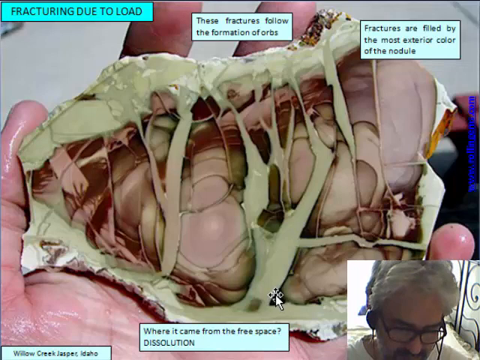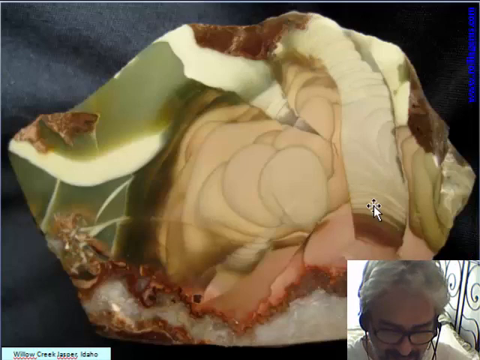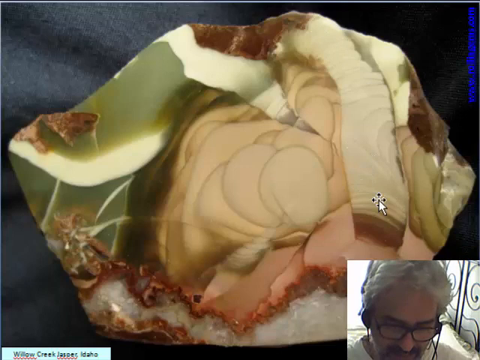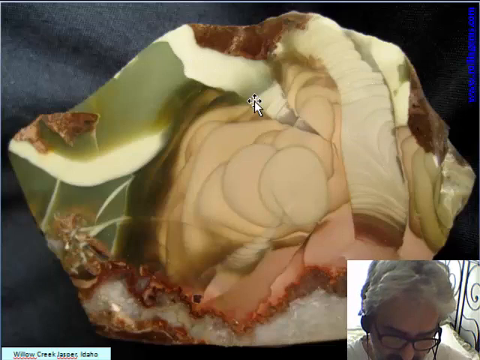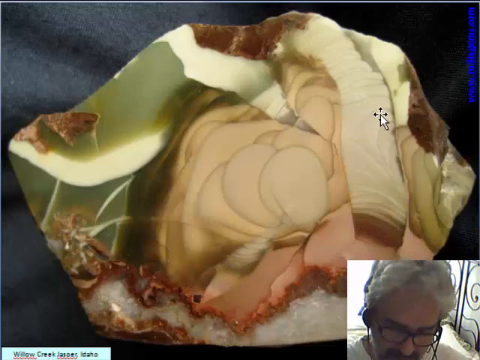Okay, in some cases we see that the fractures are so wide and filled by a new jasper that they have a new group of orbs with different color and different shape with respect to the first. We see this fracture, this fracture, this fracture. They have a quite different pattern.